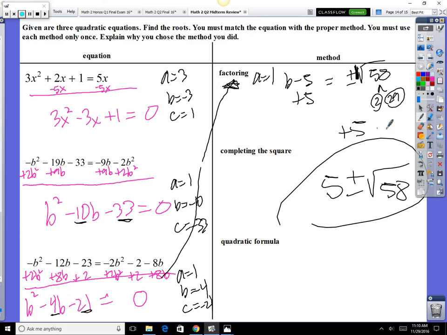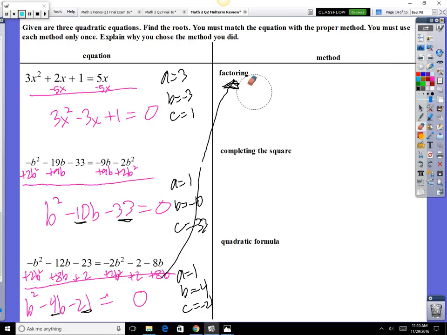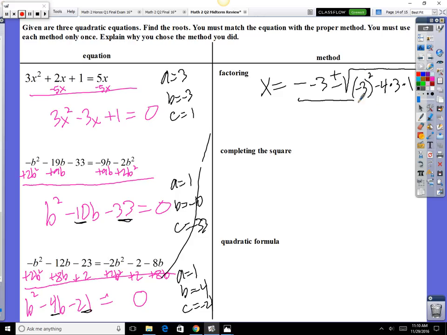So that leaves the last one for the quadratic formula. We already got a, b, c. So here we go. x equals negative b, and b happens to be a negative, so there should be 2 negatives, plus or minus the square root of b squared. Whatever b is, put it in parentheses. So b is negative, put it in parentheses, squared, minus 4 times a times c, all over 2 times a.